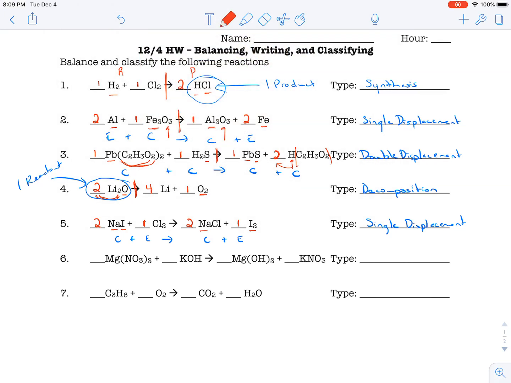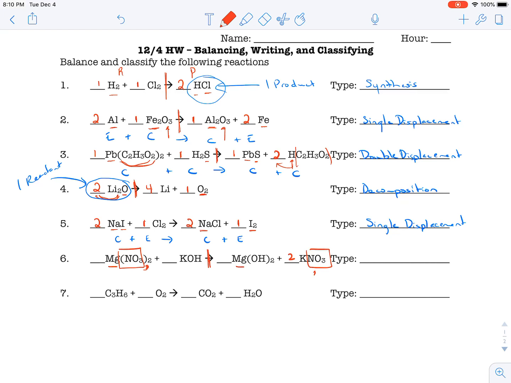So, if we work again left to right, remember we're trying to get the same amount of atoms on each side. So we've got 1 Mg, 1 Mg. So far so good. We're going to look at NO3 as one entire thing because it's a polyatomic ion and it stays together. And so over here we have 2 NO3s and over here we only have 1. So we've got to fix that. And we can fix that by putting a 2 out in front of the KNO3.